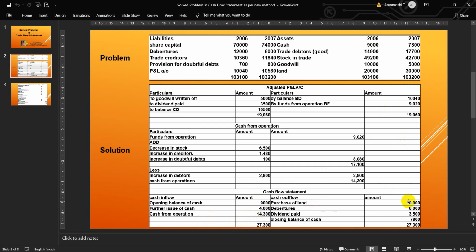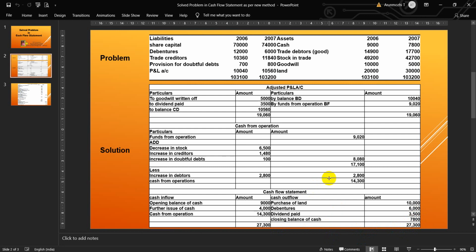Then purchase of land 10,000. Land value is 20,000 in the year 2006 and in 2007 it is 30,000, so the difference of 10,000 you take. Debentures are 12,000 for 2006 and 6,000 for 2007, so the difference is taken as 6,000. Dividend paid is 3,500. Then the closing balance, which we have already written. So we get the total of 27,300.